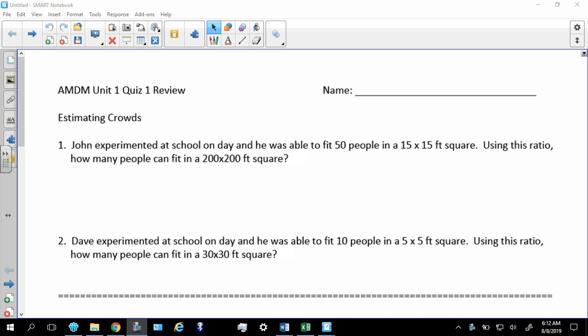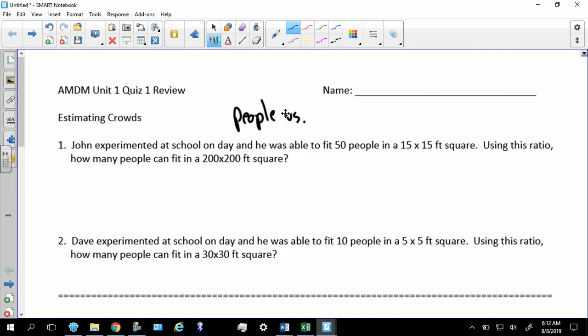Question number 1 says, John experimented at school one day and he was able to fit 50 people in a 15 by 15 foot square. All right, so this right here is going to be an example of people over space. In the past week, we've been talking about creating proportions, and that's what we'll be doing. And I always like to put people over space to start off with. So if you notice, the very first sentence, 50 people in that space.